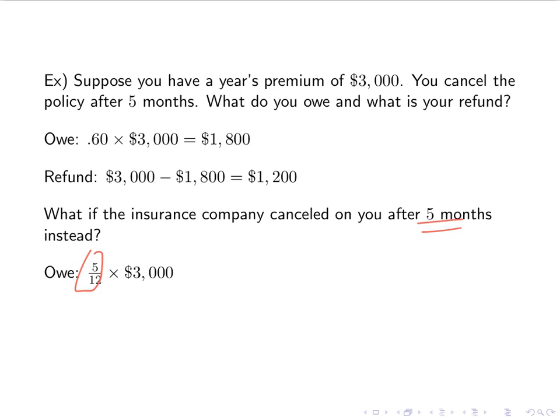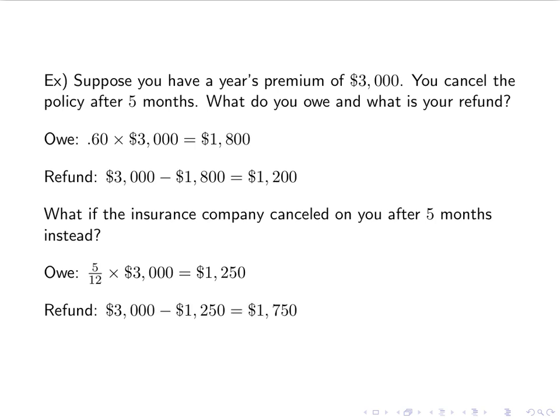Okay, so again, if the insurance company cancels, we're looking at the proportion of the months that we had it for. So I'm just looking at 5/12 of 3,000, which is 1,250. The refund, again, is the difference. So 1,750. If the insurance company cancels on you, you end up paying less than if you cancel on them.